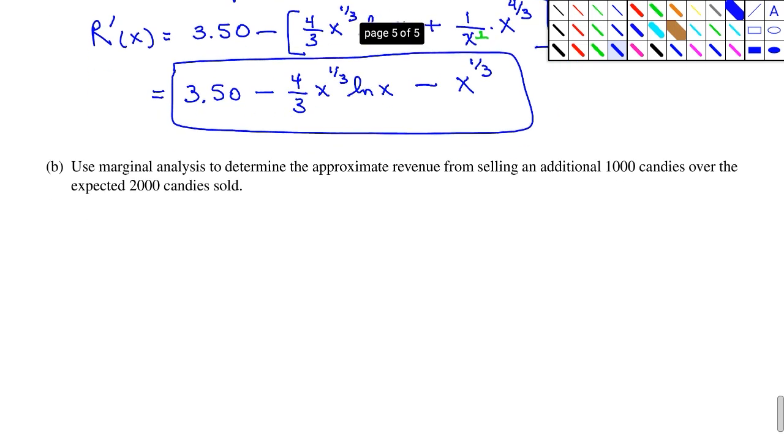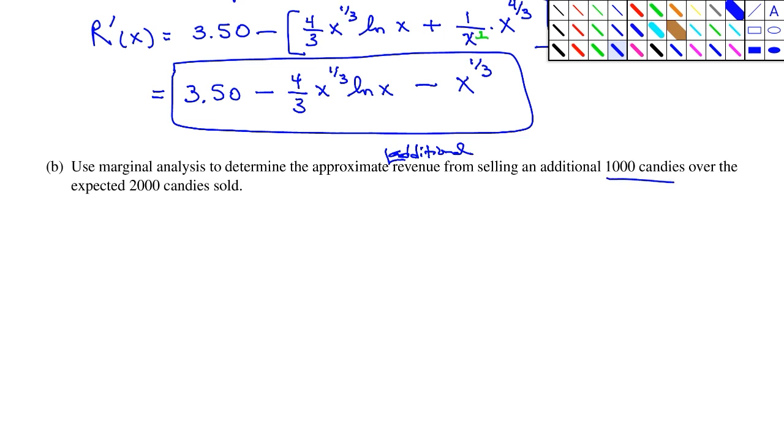Next, it says use marginal analysis to determine the approximate revenue from selling an additional 1,000 candies over the expected 2,000 candies. So this is the approximate additional revenue, right? So maybe I should have typed additional revenue, because that's what marginal tells us. It doesn't tell us what the exact revenue is, but it tells us how much more we're going to get from making a change in our sales here.